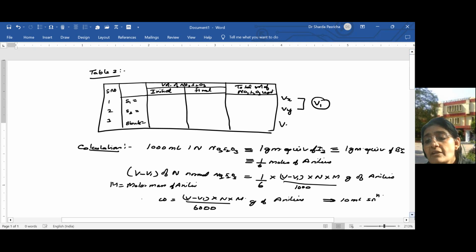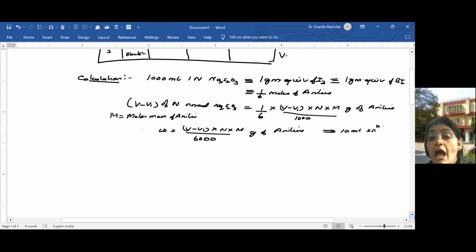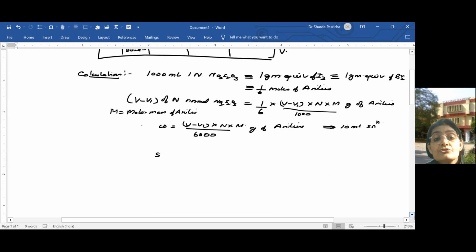So what will be the strength? In grams per liter. So the strength of given solution of aniline will be W into 100 G by N. You multiply this value by 100, you will get the strength of aniline in grams per liter.